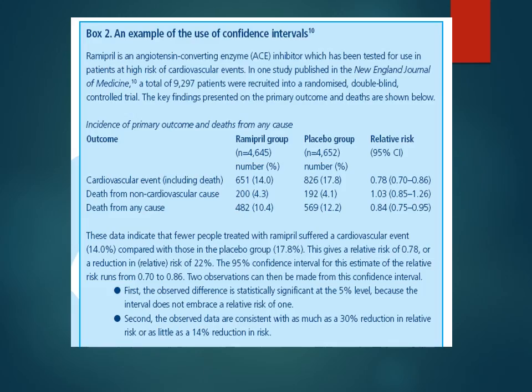So this is the last section I want to talk about. I want to talk about some application of confidence intervals and how you would see it in the medical literature and how to make some sense of it. Okay, so this is an example of a study where they were looking at ramipril, which you guys remember as what kind of drug? It says it right there. Yeah, it's an ACE inhibitor, right? So anyway, it was tested for use in patients who had a high risk for cardiovascular events. This study was published back in the New England Journal of Medicine.